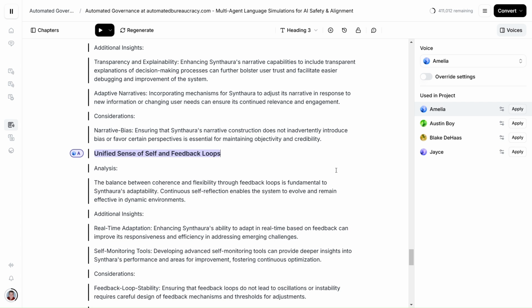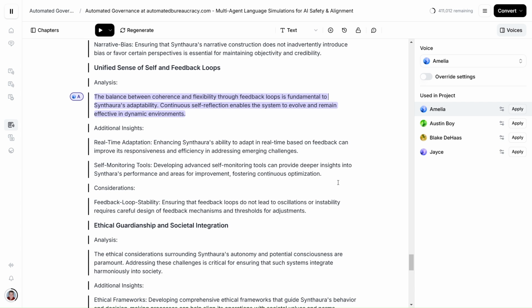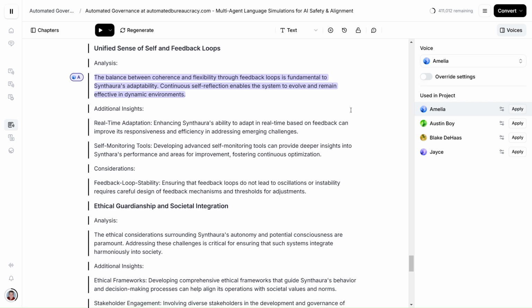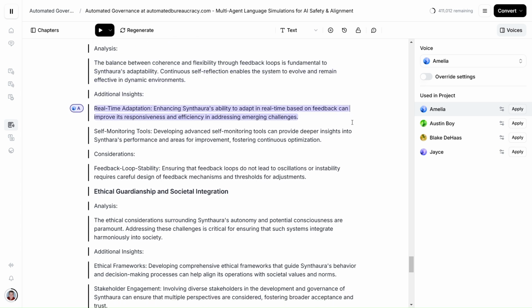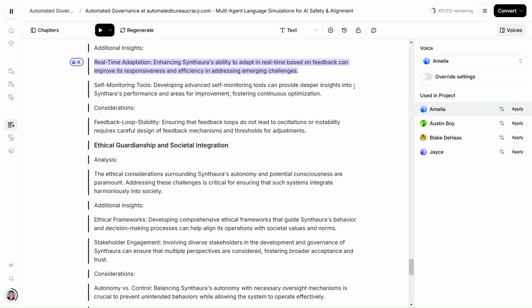Unified sense of self and feedback loops. Analysis. The balance between coherence and flexibility through feedback loops is fundamental to Synthara's adaptability. Continuous self-reflection enables the system to evolve and remain effective in dynamic environments. Additional insights. Real-time adaptation. Enhancing Synthara's ability to adapt in real time based on feedback can improve its responsiveness and efficiency in addressing emerging challenges.